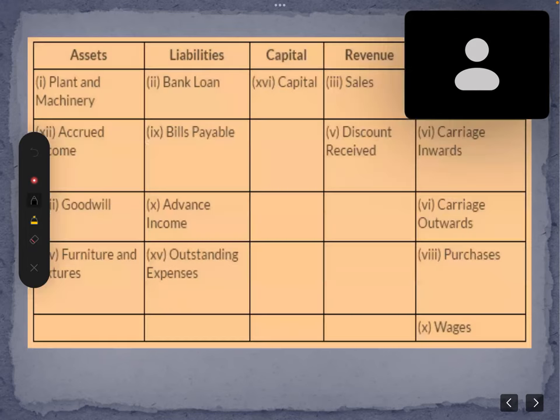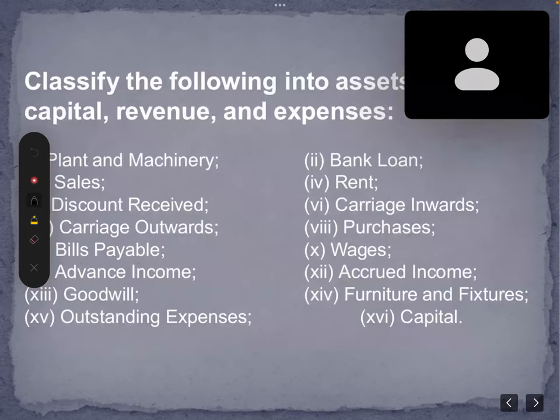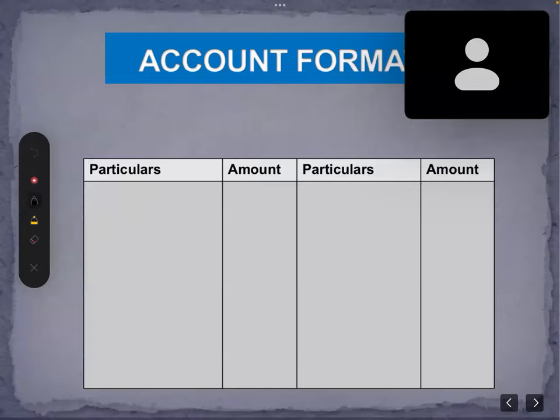So moving to the next question again. Again, there are items given in the question, and depending upon the item, you have to classify them into various accounts based on the modern accounting approach, which again I'm thinking that you will be able to do. So I'm skipping that as well.